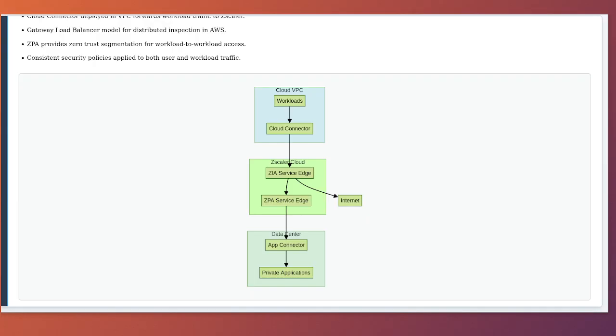The diagram illustrates cloud workload security architecture. The Cloud VPC contains workloads that route traffic through Cloud Connector. Cloud Connector forwards traffic to ZIA Service Edge for security inspection. For Internet-bound traffic, the path continues from ZIA to the Internet. For accessing private resources in the data center, traffic goes from ZIA through ZPA Service Edge to the App Connector, which connects to private applications. This architecture provides comprehensive security for all workload communication paths.